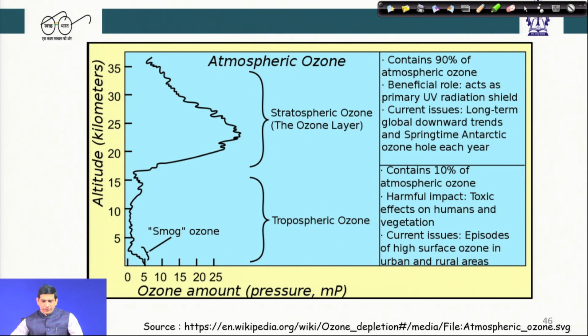So, our goal, as we saw already, is to lower smog ozone. We do not want ozone in the troposphere. We do want ozone in the stratospheric layer. The tropospheric ozone contains 10% of atmospheric ozone, and it is harmful, in fact, with toxic effects on humans and vegetation. Currently we see high surface ozone in urban and rural areas. On the stratospheric ozone, we have 90%. It has a beneficial role. It acts as a primary UV radiation shield. The current issue is the long-term global downward trends, and especially the springtime Antarctica ozone hole each year. So, that's an issue. We have to maintain the stratospheric ozone layer and reduce the tropospheric ozone release.